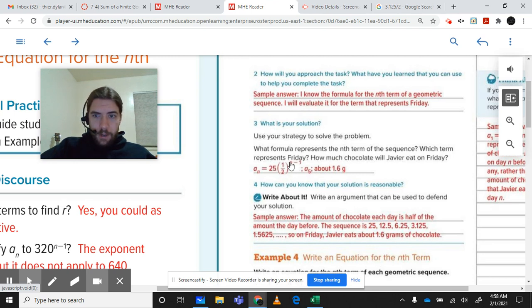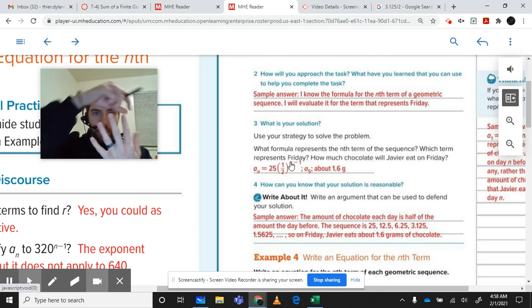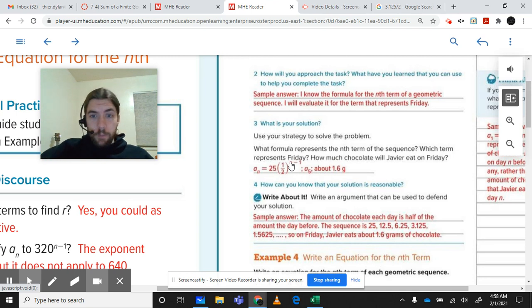So if we want to get out to the fifth day, Monday, Tuesday, Wednesday, Thursday, Friday, then we need to go 4 steps over, right? We start on Monday, we need to take 1, 2, 3, 4 steps over. We need to repeatedly multiply 4 times. So that's why the fifth day will be represented with an exponent with a power of 4, 5 minus 1. And that will get us to about 1.6. Okay, so that's kind of all there is to it.